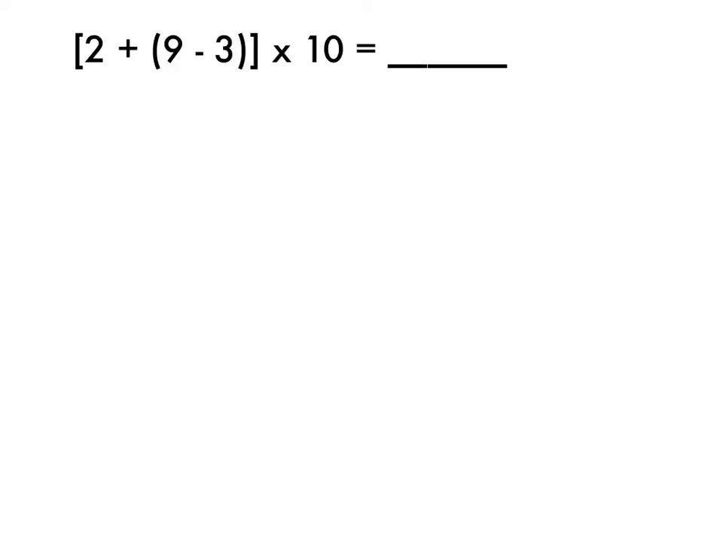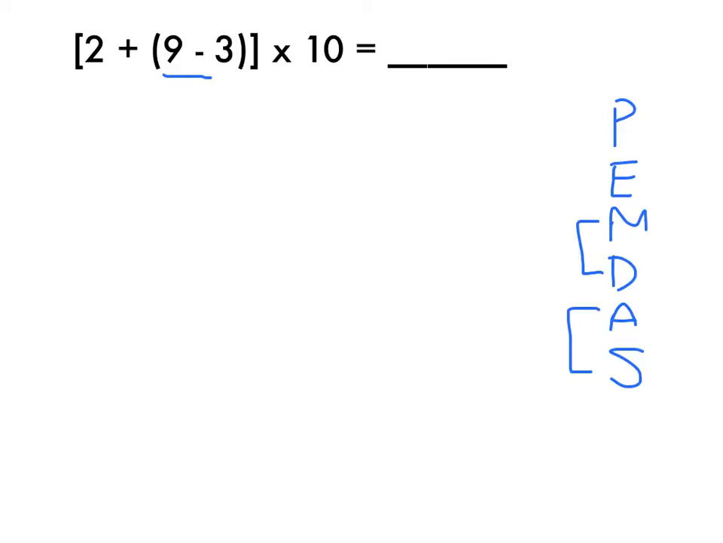Here's our first problem. First up, we want to make our checklist, and then we will begin solving by looking at the parentheses. Now, with parentheses, you want to start with the innermost first, and so right here we have a bracket, but we also have parentheses. So I'm going to start with the parentheses because they are the innermost. So 9 minus 3 is 6. And then I'm going to copy the problem over. And I have 2 plus 6 in brackets times 10.